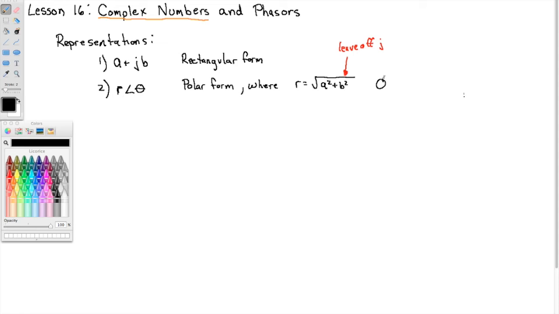Right? And also you should know that theta is the inverse tangent of b over a. Alright, so if you're given rectangular form, this is how you get polar form. And if you're given polar form and you want rectangular form, so you know that the a, or how far over you go in the horizontal direction, is r cosine theta, right? And how far up and down you go, b, is r sine theta.